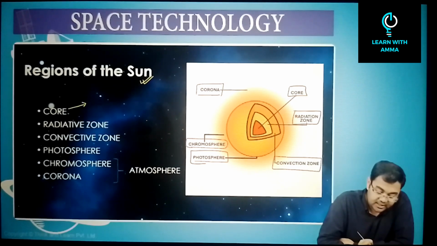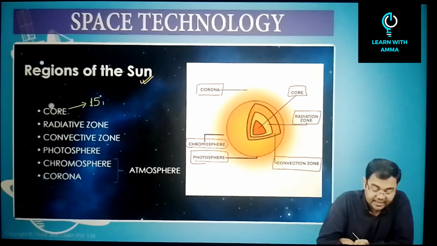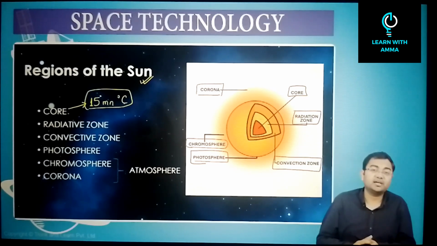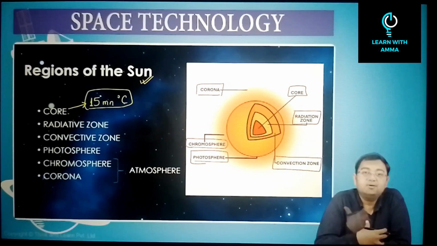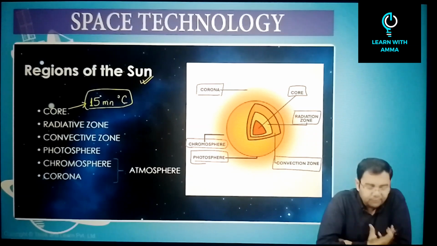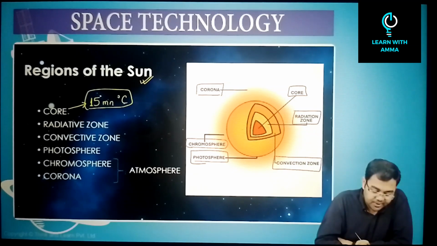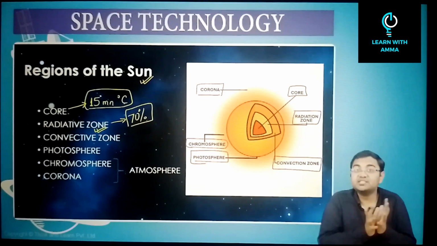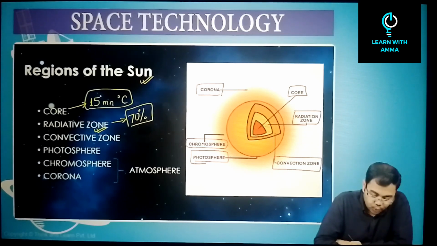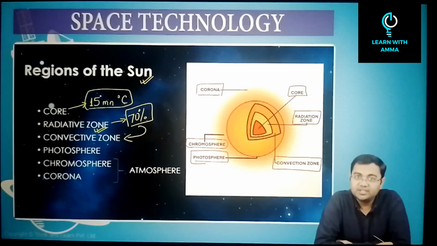At the core of the sun, the temperatures are very, very high. The temperatures can be as high as 15 million degrees Celsius because of the nuclear fusion reactions that are happening here. Now from here, all the heat, all the radiation, all the energy that is generated is carried outward, and this happens with the help of the radiative zone. The radiative zone is almost 70% of the interior of the sun. All the radiations are being carried outward towards the convective or the convection zone.